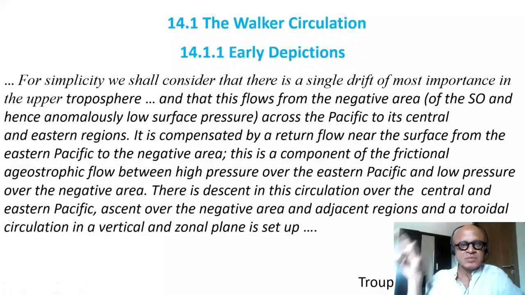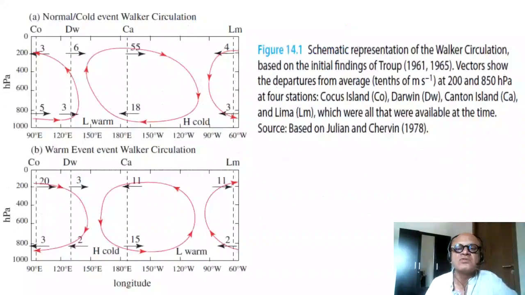So you have this perturbed Walker cell with upper level divergence and lower level convergence. This is a component of the frictional ageostrophic flow between high pressure over the eastern Pacific and low pressure over the negative area, negative in the sense of below average sea level pressure associated with the warm temperatures. There is descent in this circulation over the central eastern Pacific and ascent over the negative area and adjacent regions, and a toroidal circulation in the vertical zonal plane is set up. Okay, so that's our Walker cell. So this is what he had in mind.